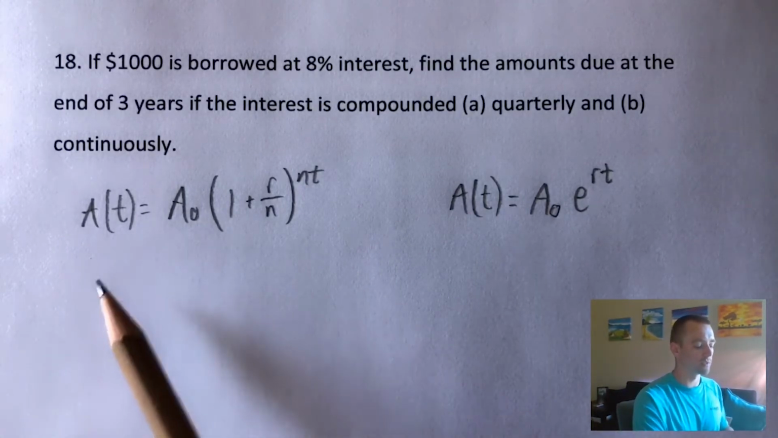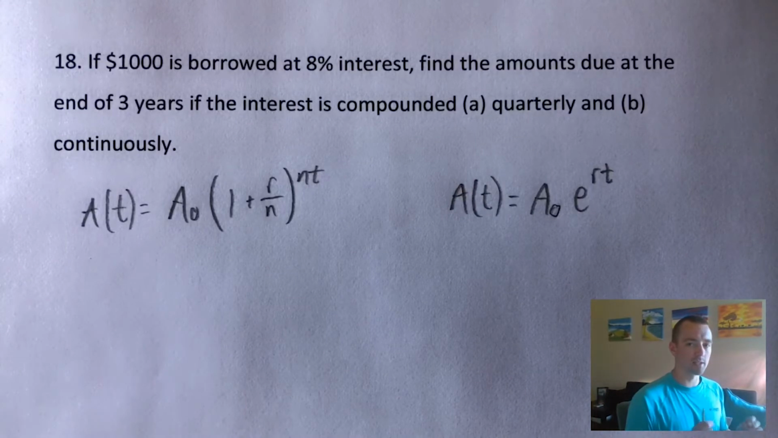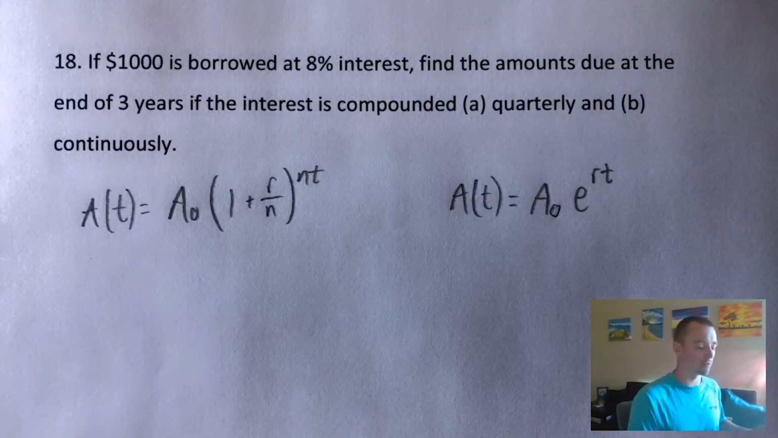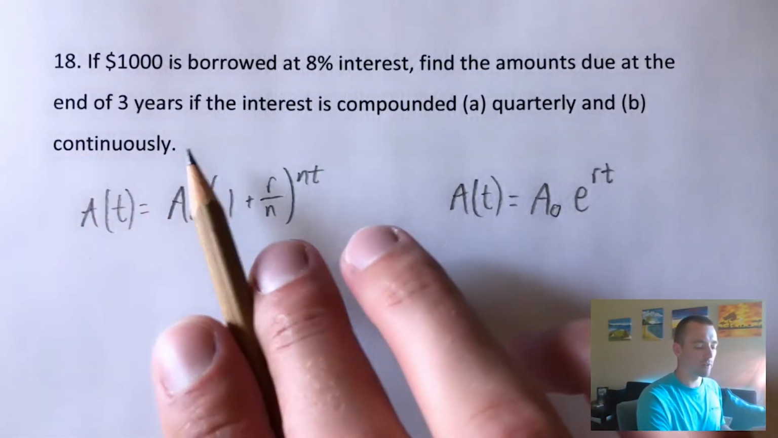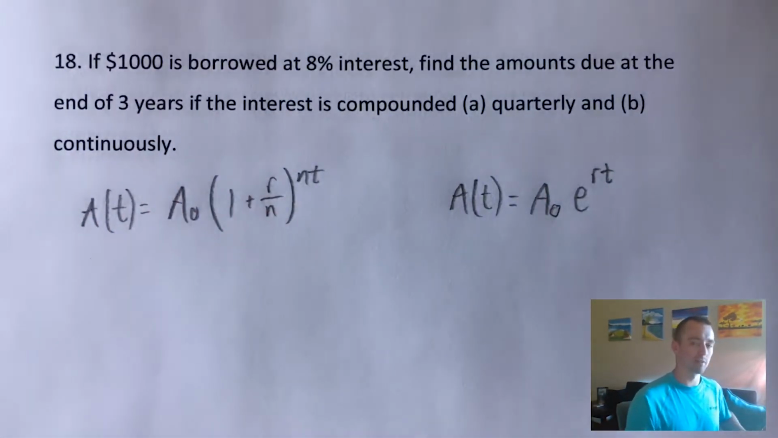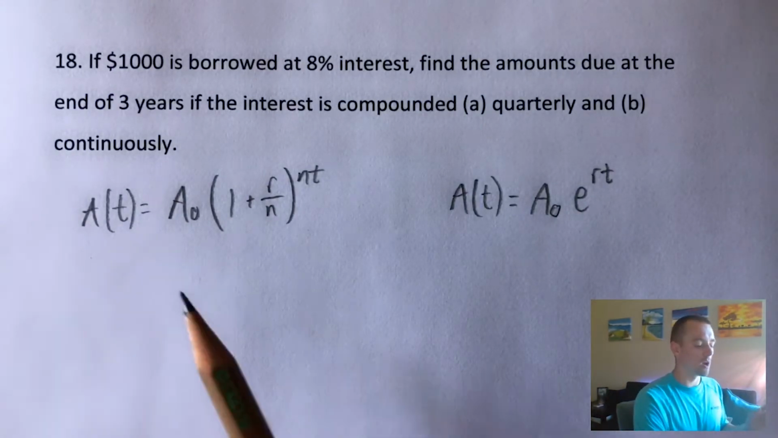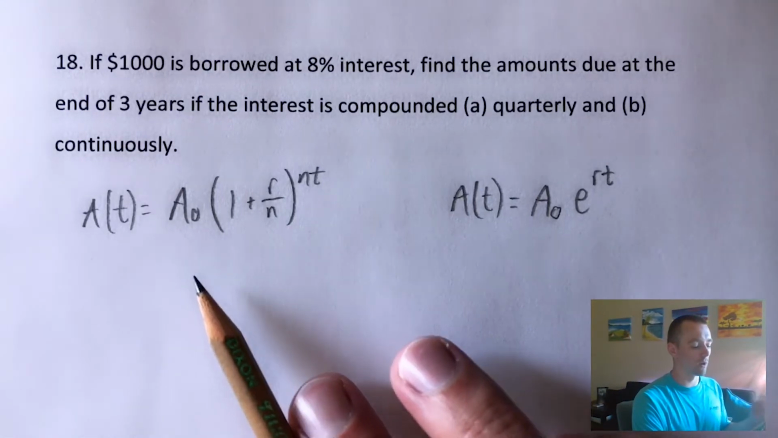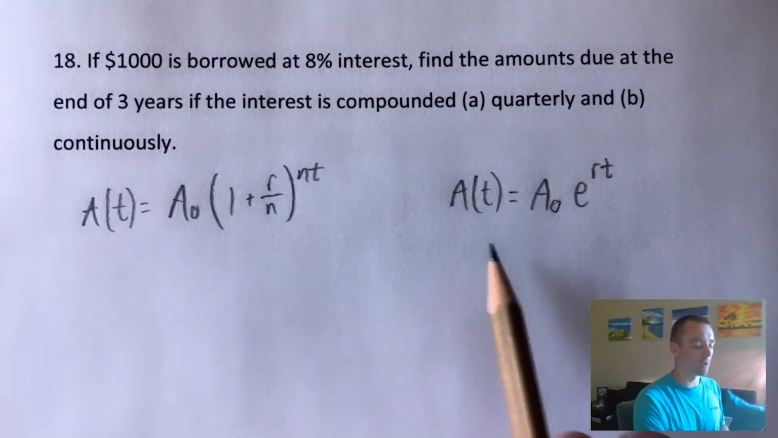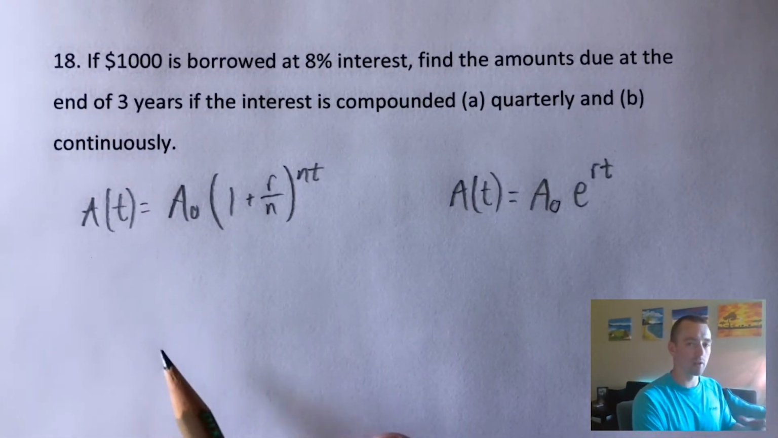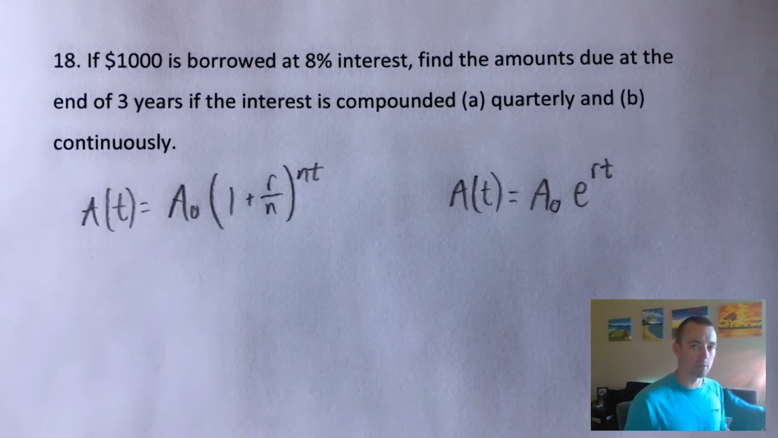In both of these cases, what this is meant to represent is the total value of the investment or the total value of the loan that you have to pay back. In this case, we're borrowing $1,000, so we have a loan that we're going to have to pay back at the end of 3 years. What we want to figure out is the balance of the loan at any given time T that we plug into this formula.